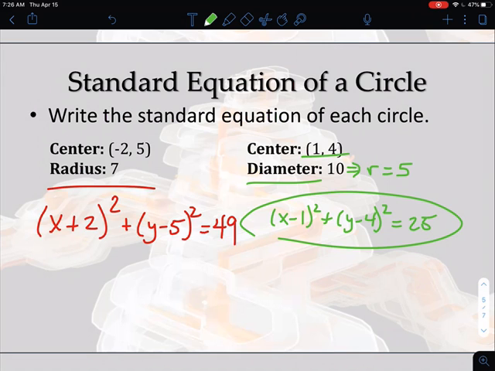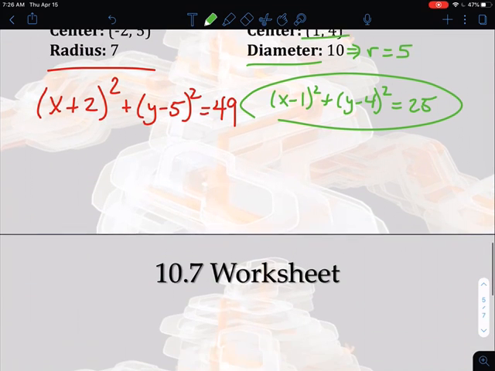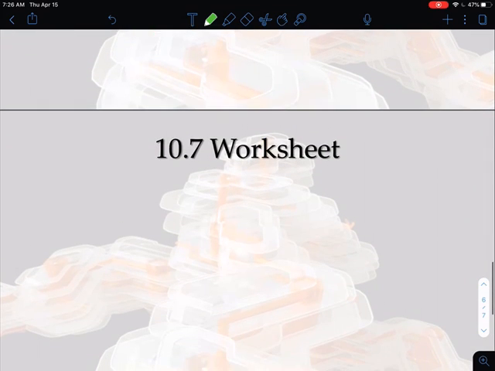So once you have the center and the radius, those are the two key pieces. Whether I'm writing the equation, whether I'm graphing it, or if they give me the graph and they want the center and radius, that's what I'm looking for. It's just those two pieces that I need to have going on.